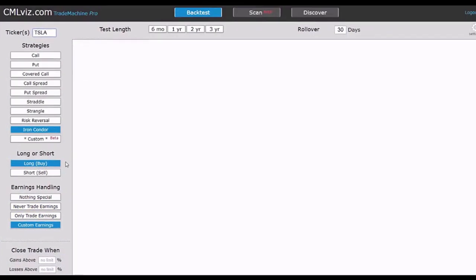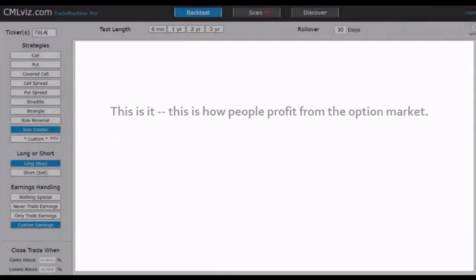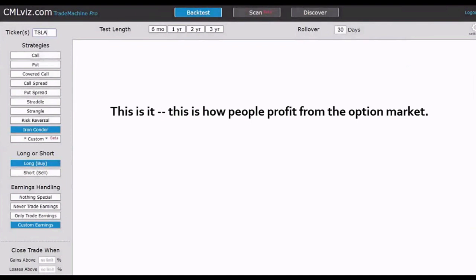And finally, it bears repeating, while we just looked at the FANG stocks and Tesla, we cover every stock and every ETF and every index in North America as well. The opportunities are there. You just need to find them. So this is it. This is how people profit from the option market. It's preparation, not luck. Thanks for watching.